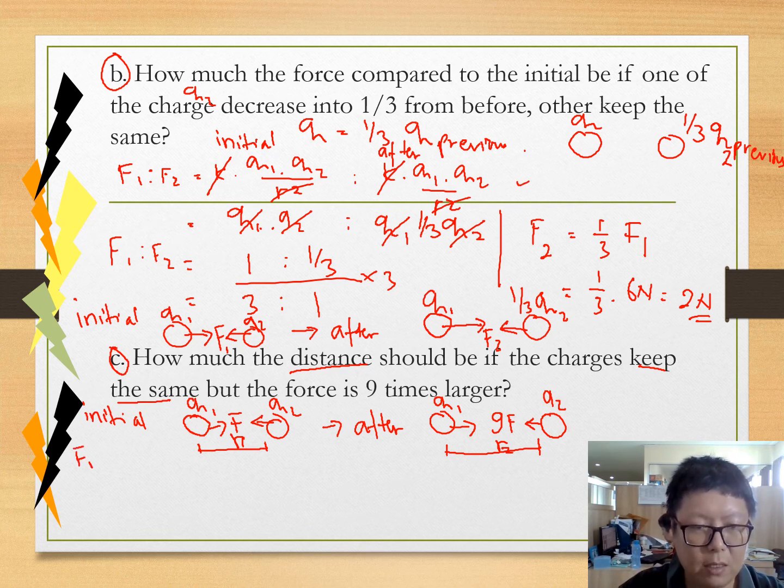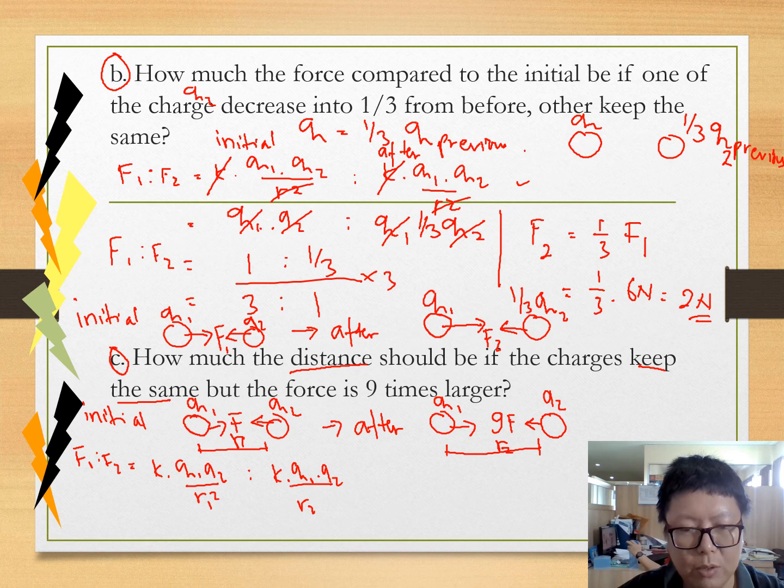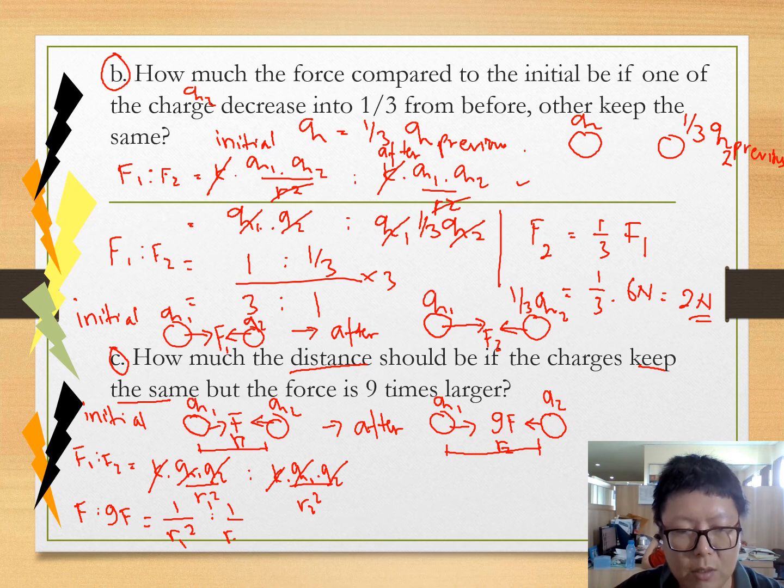So F1 to F2 equals K times Q1 times Q2 per R1 squared to K times Q1 times Q2 per R2 squared. I can cross out the K. The Q's I can cross out because they are still the same. But F1 is F and F2 is 9F. Equals 1 over R1 squared to 1 over R2 squared. Okay, you can cancel the F.